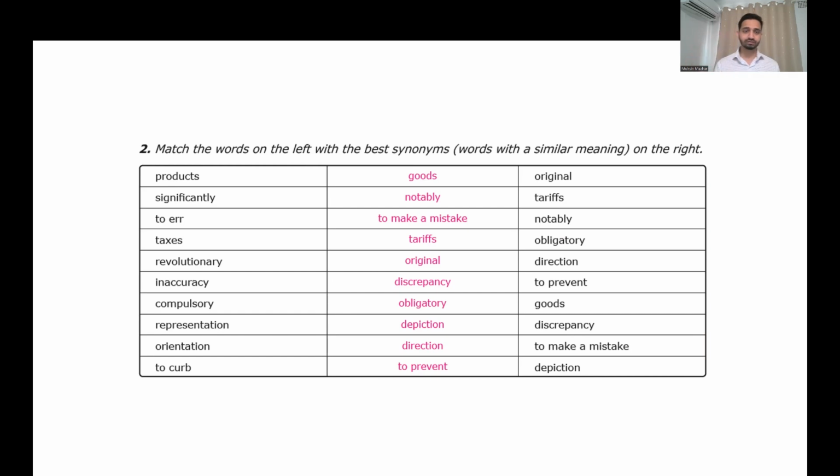Revolutionary, original. Inaccuracy, discrepancy. Compulsory, obligatory. Representation, depiction. Orientation, direction. To curb, to prevent. Okay, so you'll see that sometimes the words on the left-hand side can be changed for the words on the right-hand side, because that's how your reading task will work in your options and the context. So synonyms, learn a lot of synonyms because they're definitely going to help you in your reading task.